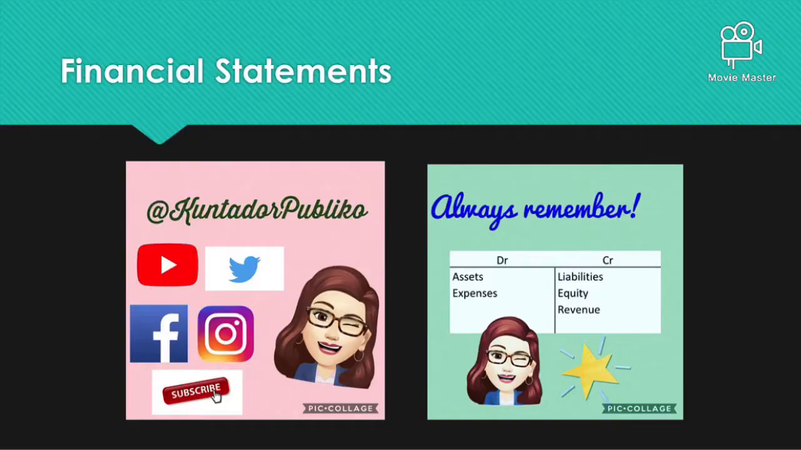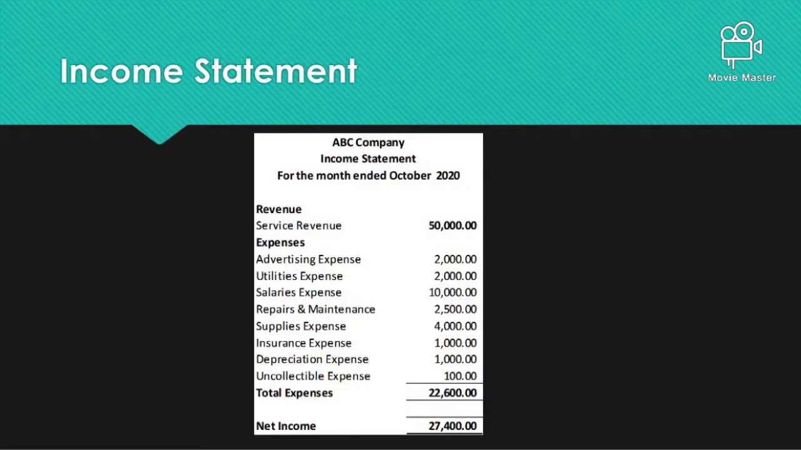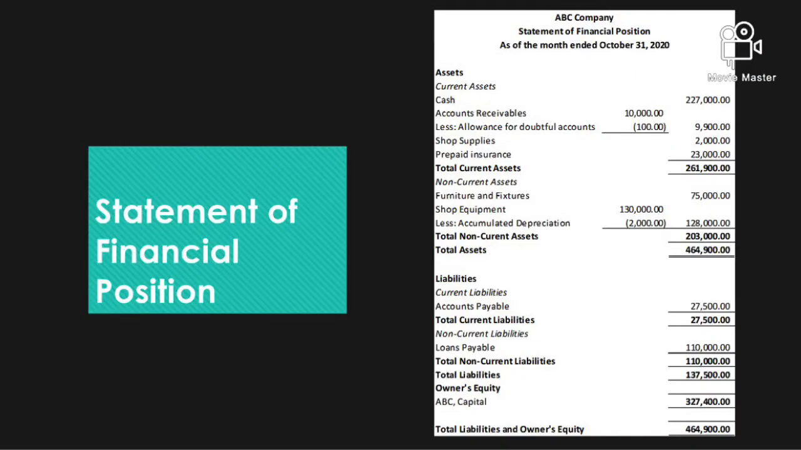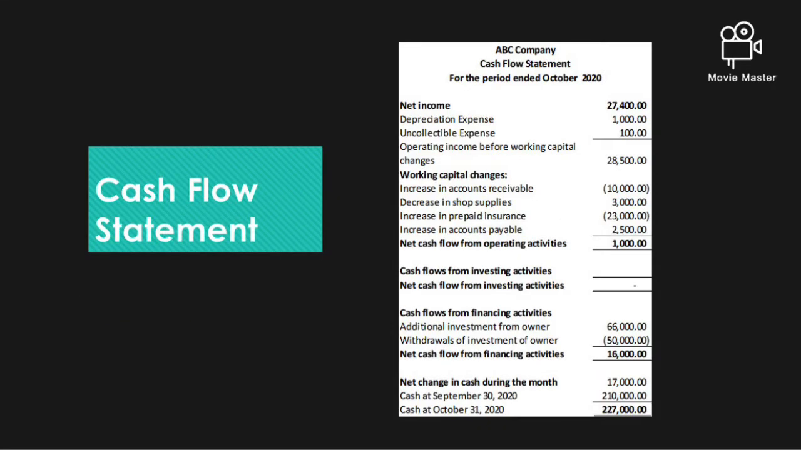Okay, so as a recap, here are your financial statements: your income statement, changes in owner's equity, your statement of financial position, and your cash flow statements.